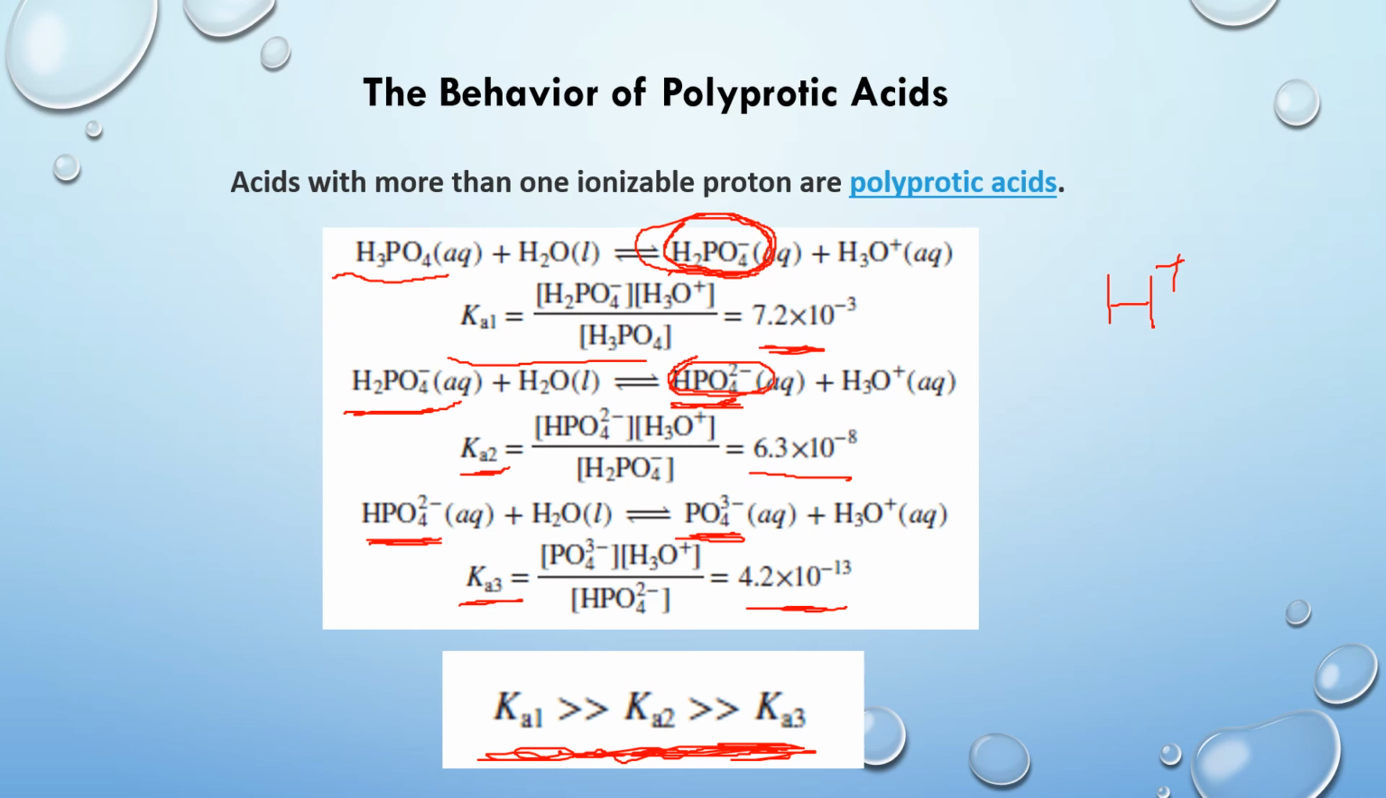But for the second reaction and the third reaction, you are trying to take a positively charged proton away from a negatively charged ion. So it's no longer a neutral molecule, it's a negatively charged ion. You're trying to take something positive away from something negative, so it's much harder to do, and that's why the extent is much smaller, and you have a much lower Ka value.